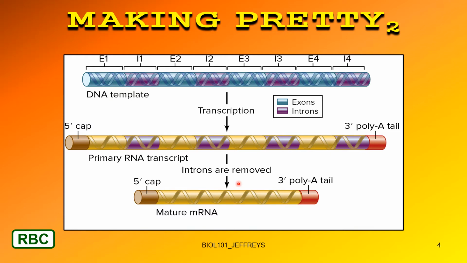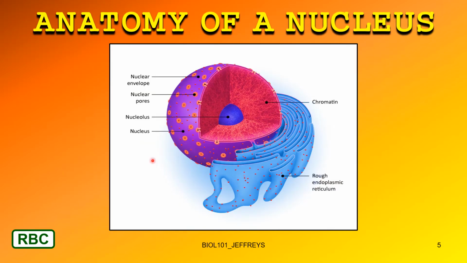Introns are removed, and the 5' cap, the methylated GTP, is put on, and the poly A 3' tail is put on. That's called the mature messenger RNA, and this is the structure that leaves the nucleus. How does it get out of the nucleus? Well, you know this already. We've touched on it a long time ago.